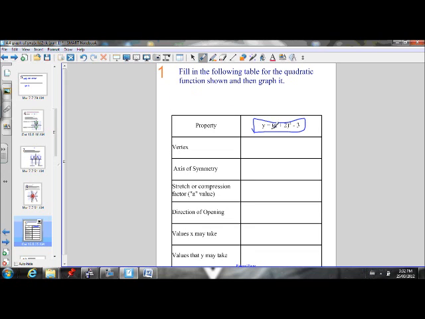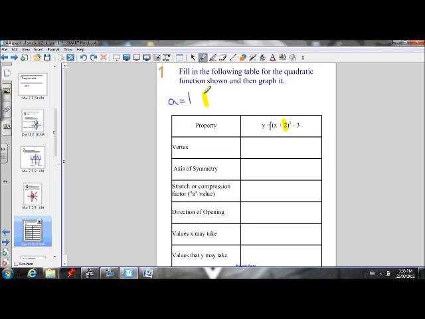You don't see anything in front of here. So our a value, if we don't see anything, there is an invisible 1 there. So our a value is 1. Our h value is actually negative 2, okay? Because if we plug negative 2 into x minus h squared, it would give us x plus 2.